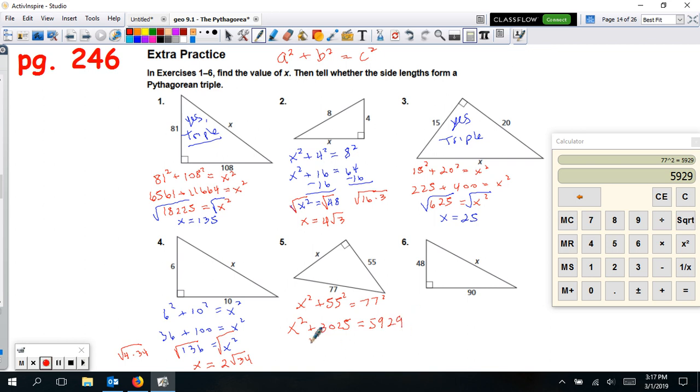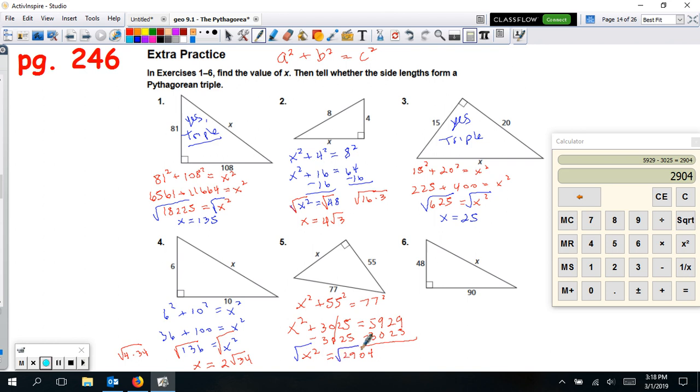So now we just want to subtract the 3025 from both sides. Those would cancel. So now we see x squared is equal to what we got right here. So just minus now our 3025 number. And it equals 2904. Take the square root of both sides.